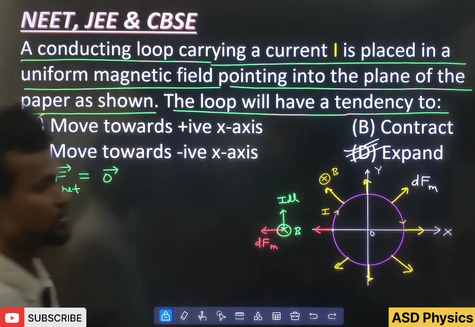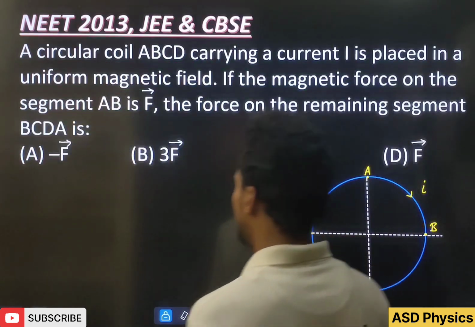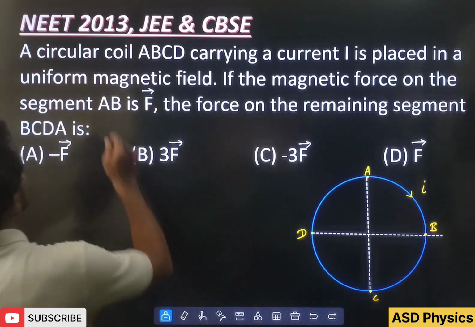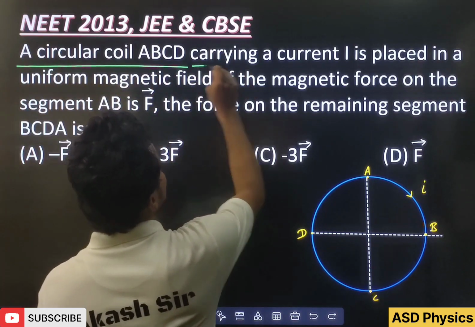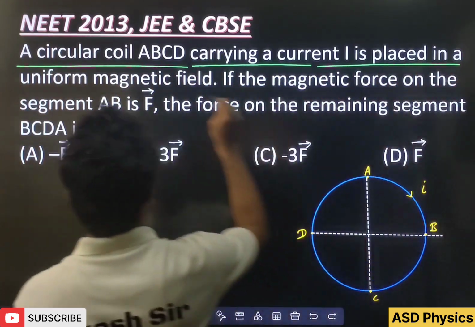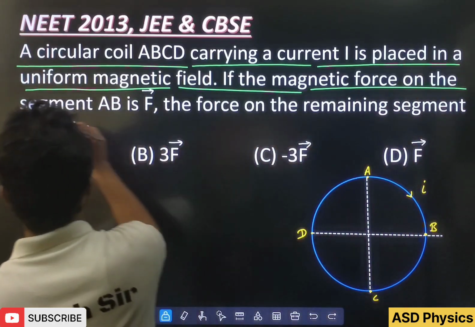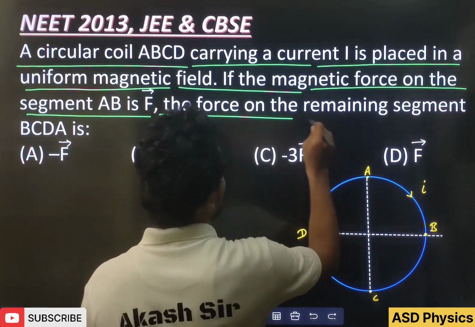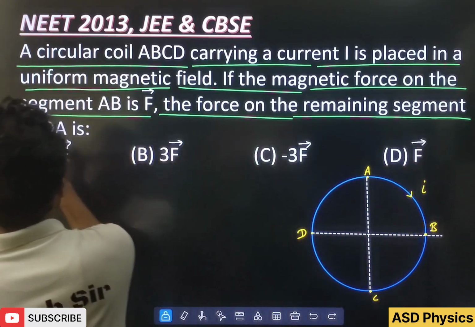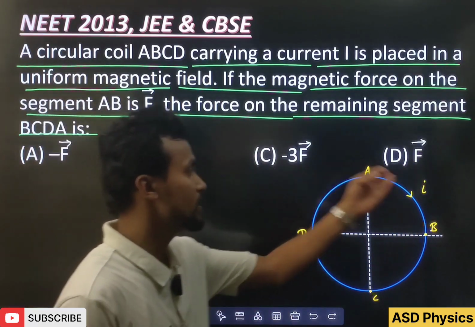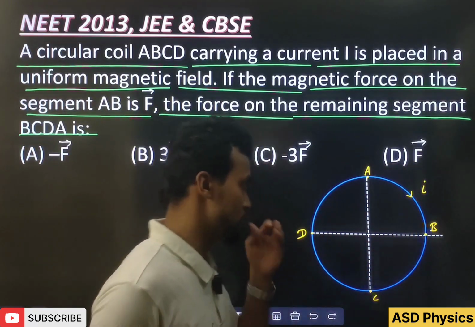Now, a very basic question. Let's see what the question is. A circular coil ABCD carrying current I is placed in a uniform magnetic field. If the magnetic force on the segment AB is F, the force on the remaining segment BCDA is how much here? Okay, so here also again you can see the situation.